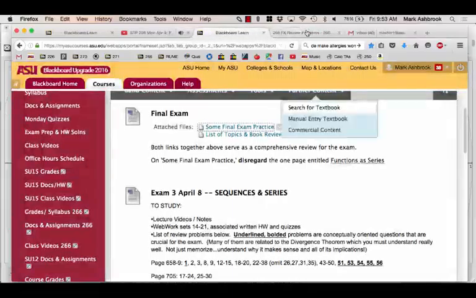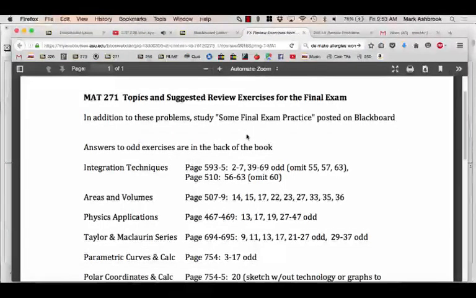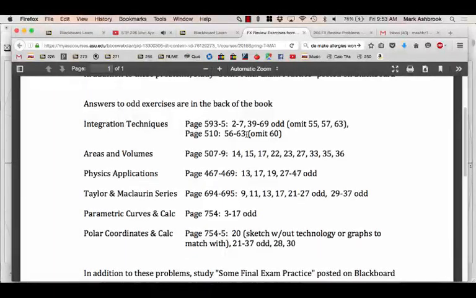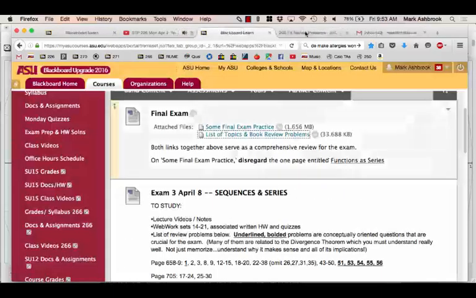Then I made a new sheet for you that has a comprehensive list of topics and suggested practice problems. So what's on the final? Integration techniques, areas and volumes, physics applications, Taylor and Maclaurin, parametric and polar. Those are the suggested problems to study. So those 2 documents together form a comprehensive study guide. Make sure you disregard the functions as series on that first link.